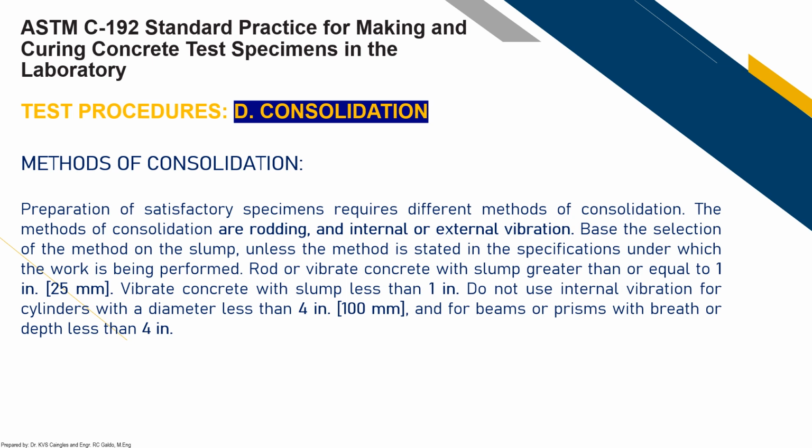You rod or vibrate concrete with slump greater than or equal to 1 inch or 25 mm. Vibrate concrete with slump less than 1 inch. Do not use internal vibration for cylinders with a diameter less than 4 inches or 100 mm, and for beams or prisms with breadth or depth less than 4 inches.